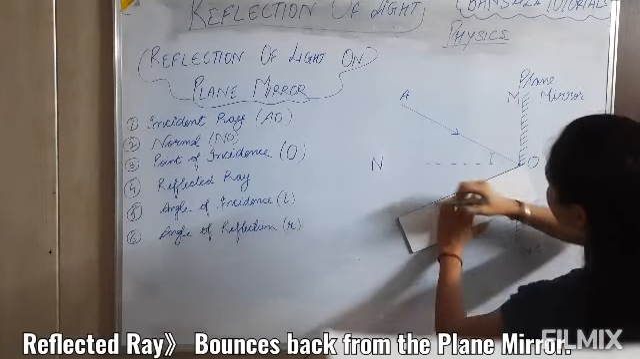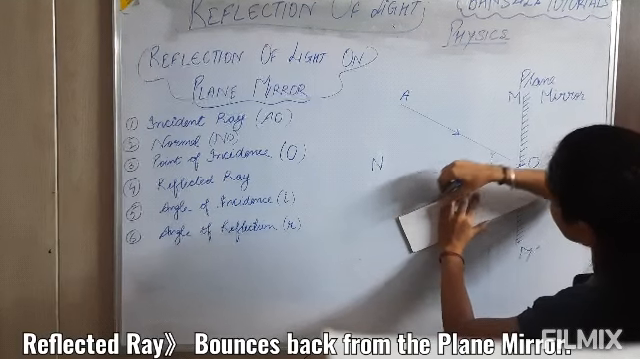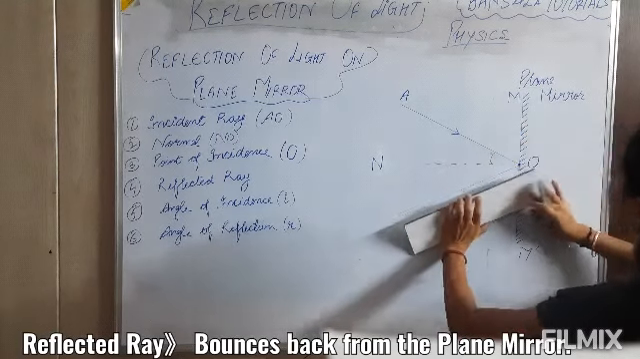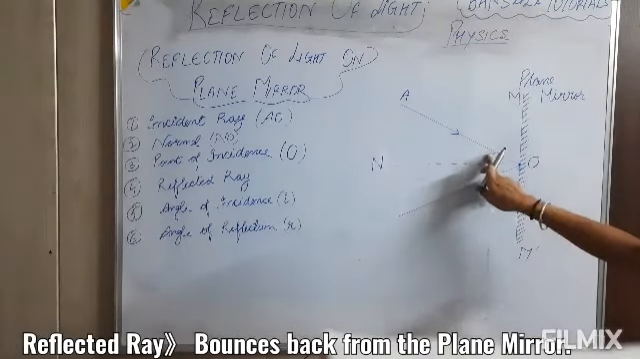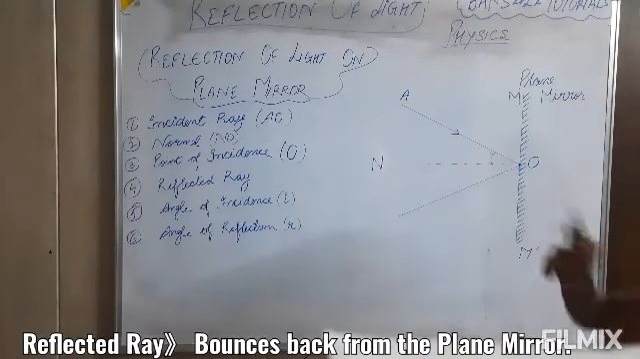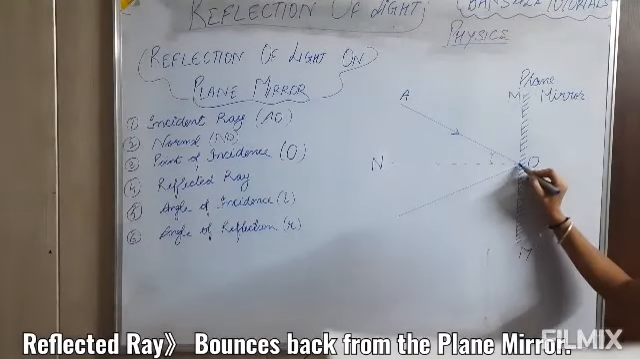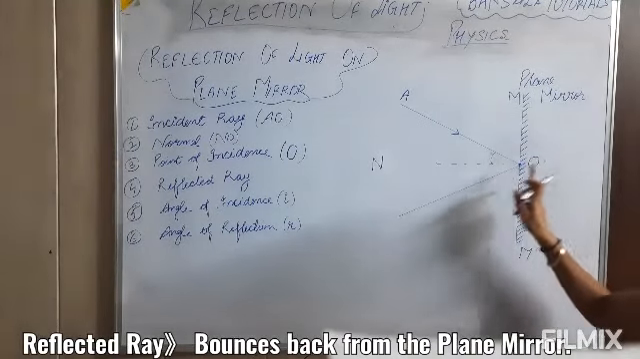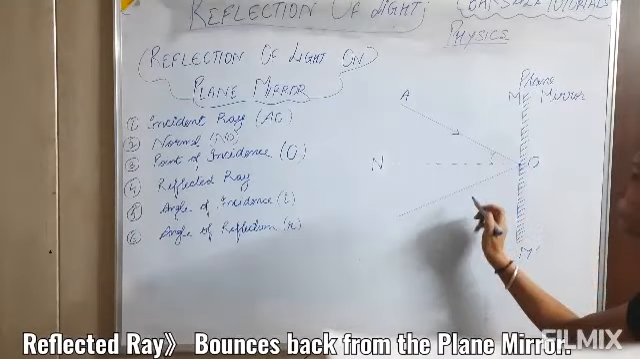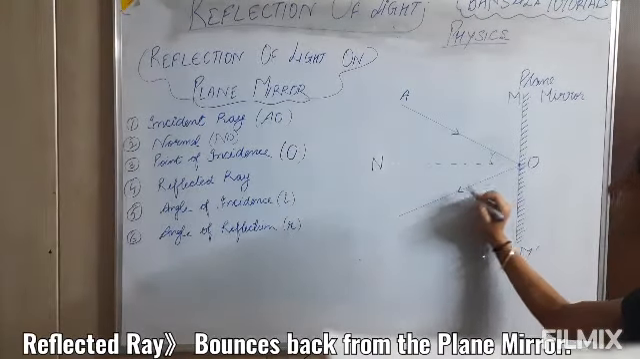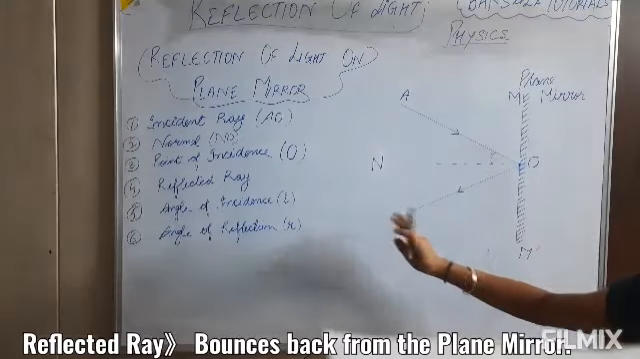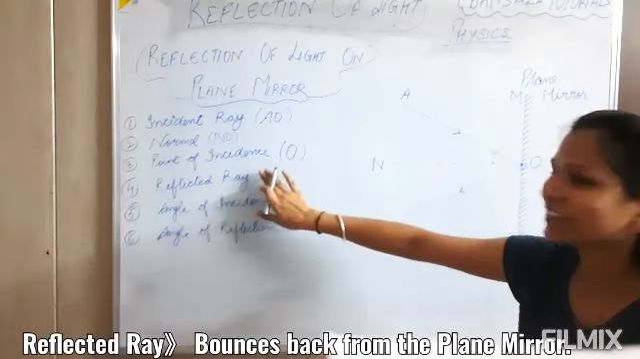We will draw another ray of light at point O. Remember, this angle and this angle should be equal. I will tell you why later. Now this ray of light is coming from this point O. It is coming from the mirror and moving in this direction away from the mirror. This is the reflected ray.